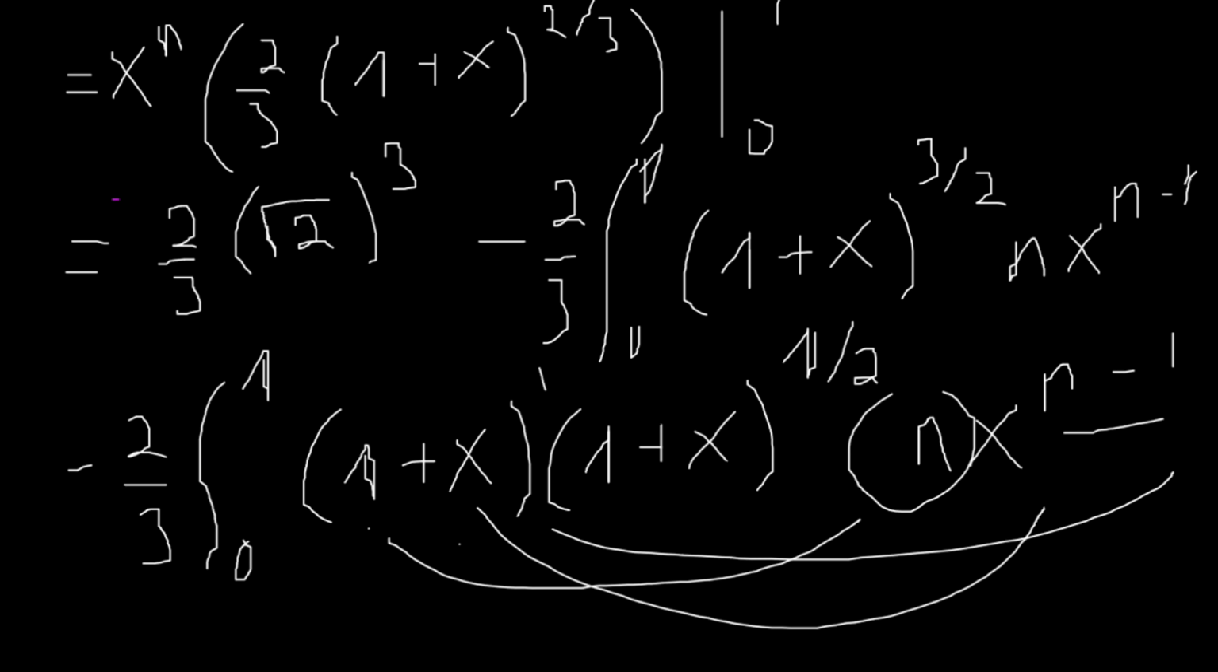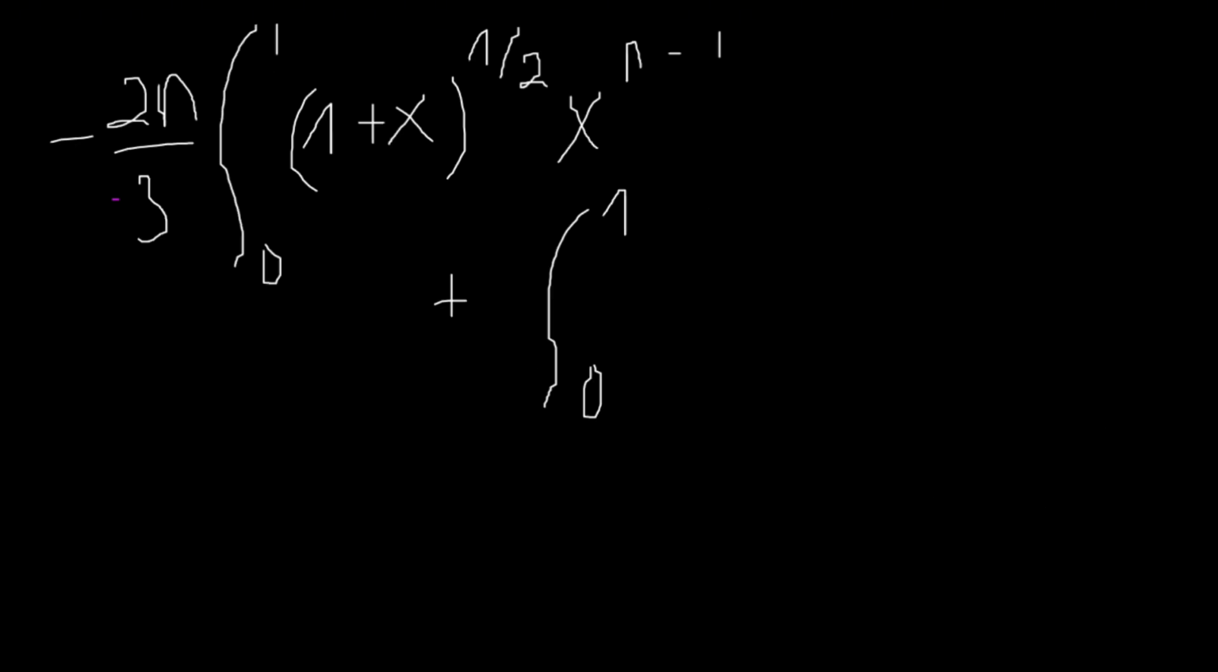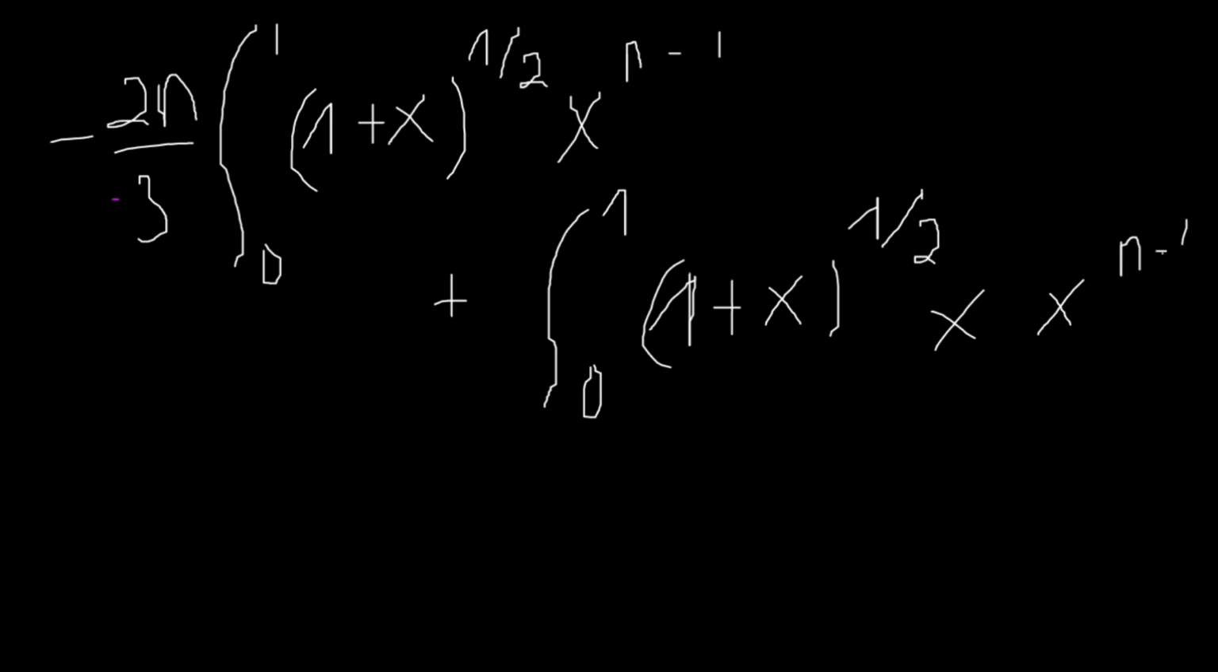Taking the other one, the same thing, but with an x. That is 1 plus x to the power half times x times x to the power n minus 1. And this x to the power 1 can just go, and you have x to the power n, just keep it like that, x to the power n minus 1. That is what determines our answer.